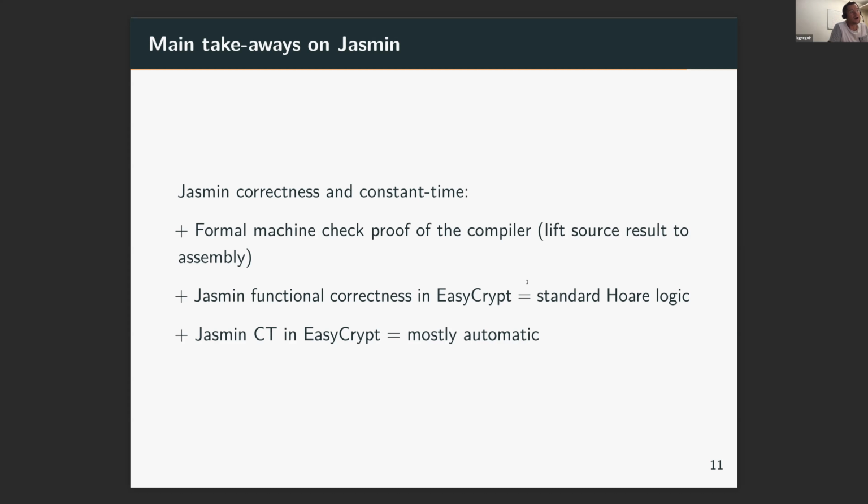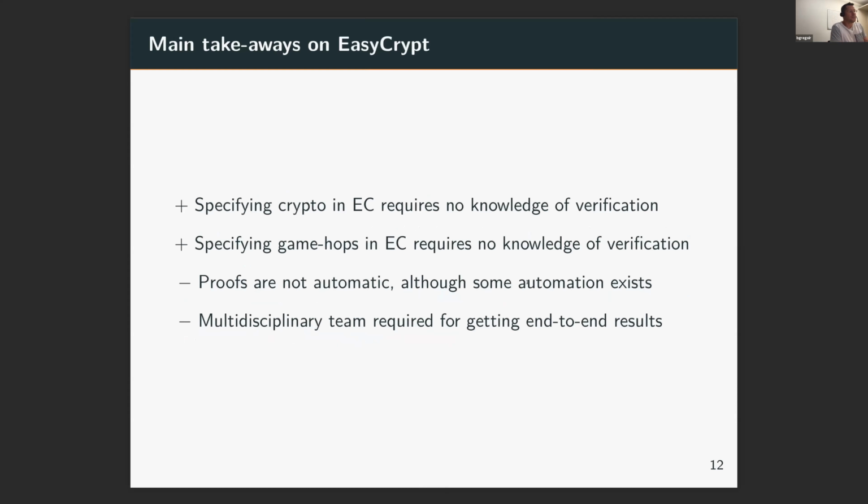But we also have a proof, and this is much more unusual for certified compilers, that constant time is preserved. This means that you have the guarantee that if your source program is constant time, then the generated assembly program will also be constant time. And the last point is what we should retain from EasyCrypt.